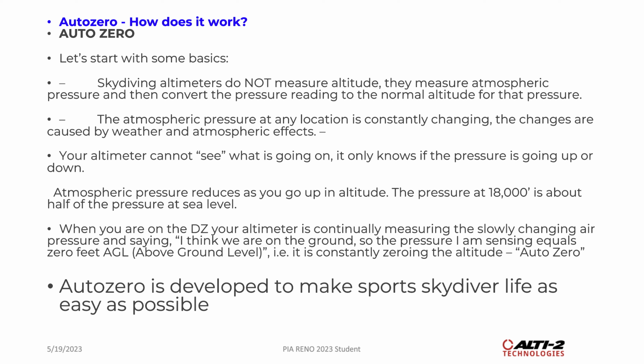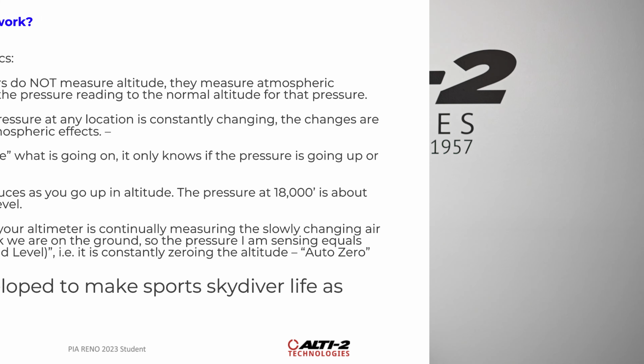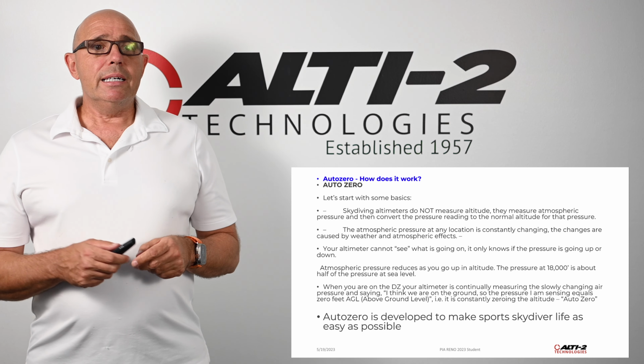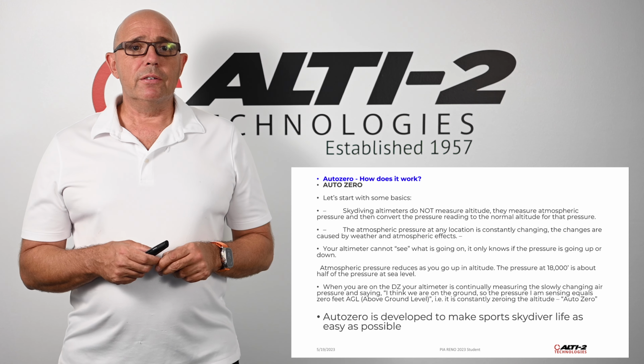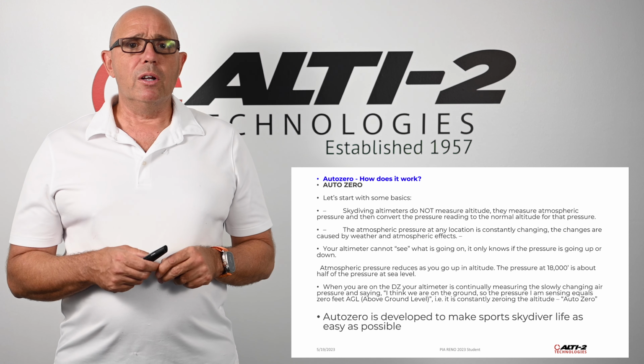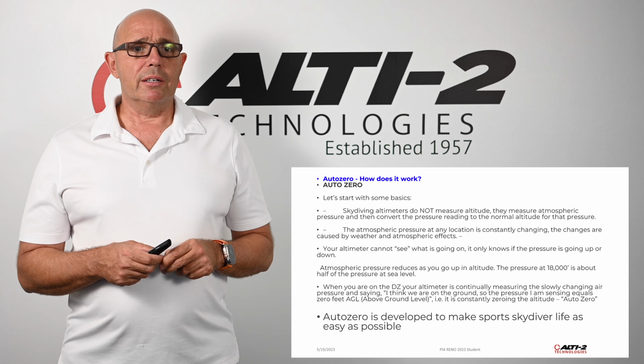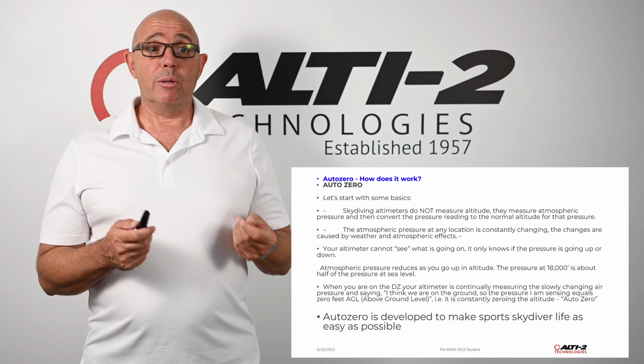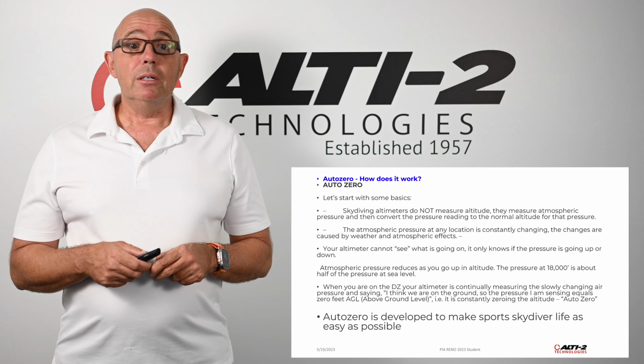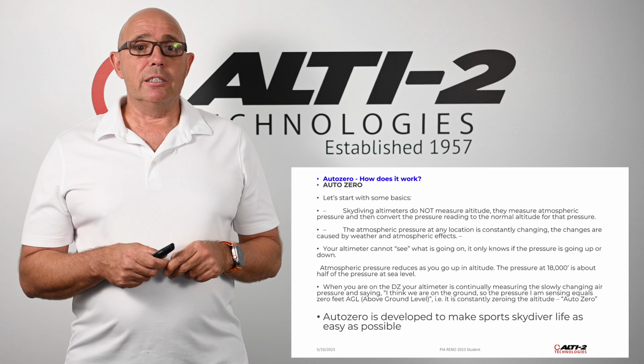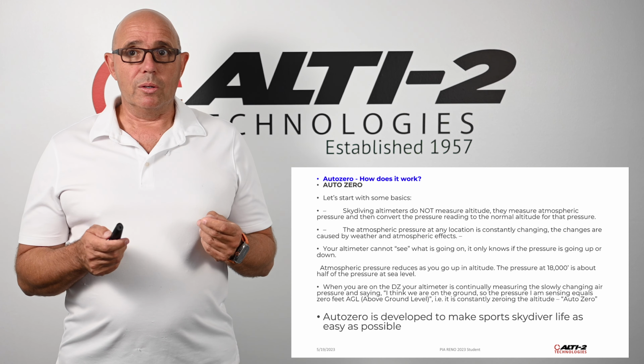Just for your information, atmospheric pressure reduces as you go up in altitude. At 18,000 feet, it's about half of the pressure at sea level. So when you are at the drop zone, your altimeter is constantly measuring the slowly changing air pressure and saying, I think we are on the ground. So the pressure I'm sensing equals 0 feet above ground level, constantly zeroing the altitude, called AutoZero.